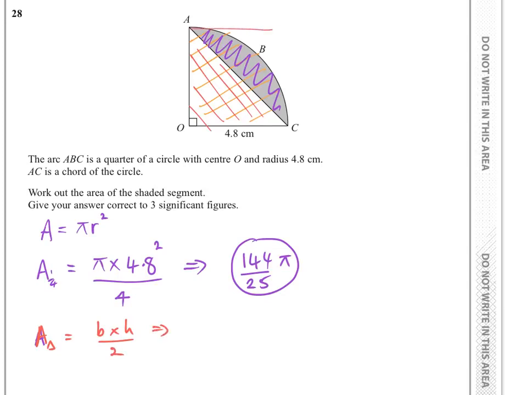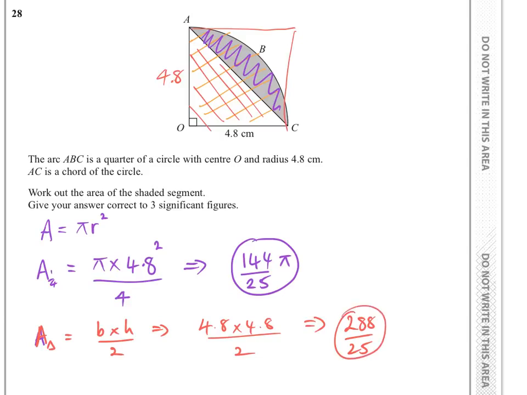So you can imagine that this was a square where it's 4.8 by 4.8. So we can go 4.8 times 4.8 halved. And I use my calculator for that. So 4.8 squared, and then divide that by 2. And I get 288/25. That's what my calculator does. It just puts it into a fraction.